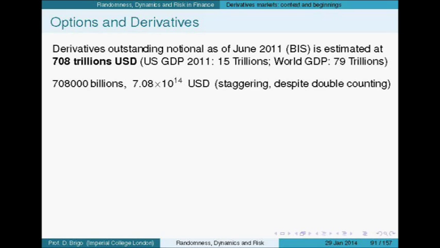If you remember that the total gross domestic product of the planet in the same year was 79 trillion, and the total gross domestic product of the US, for example, in the same year was 15 trillion, here we're talking about 708 trillion. You need exponential notation to make sense of that, 10 to the 14, otherwise you really get lost in counting zeros. So it's a huge number, almost 10 times the gross domestic product of the planet.